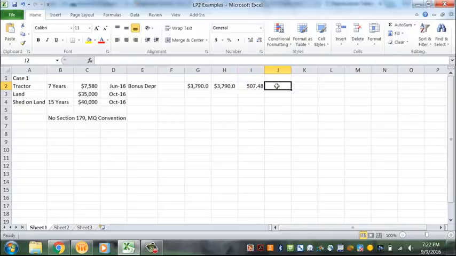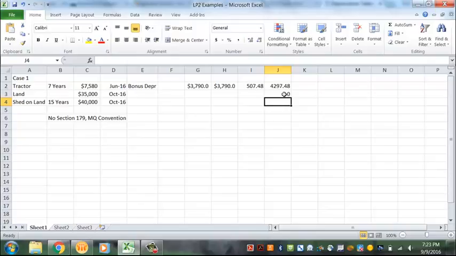So that means that we need to figure out the total depreciation for the year. We take our 50% bonus plus the depreciation we calculated, and we get a total depreciation taken for this tractor asset of $4,297.48. So if we move on to the land, again, we know that the land is not depreciated, so we can just put a 0 in there, or you can leave it blank.